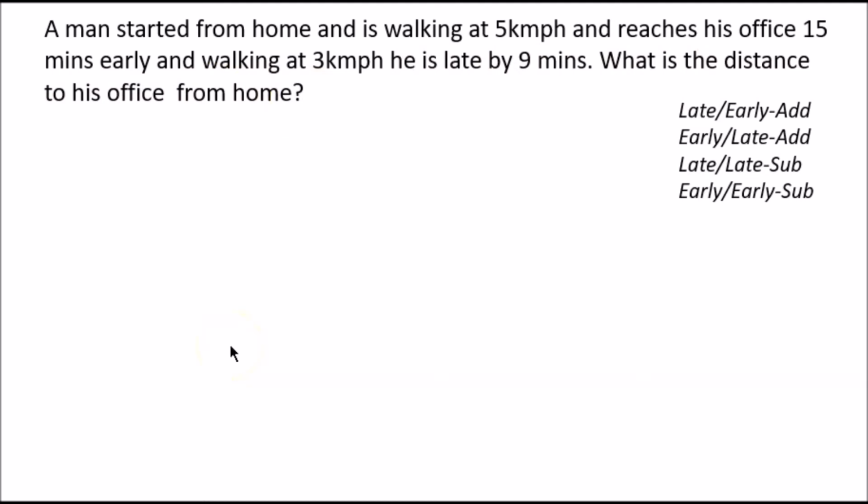In this problem, if you see, two different speeds are given, and if the speed increases, he is going early to the office. If the speed decreases, he is going late to the office. So our target is to find the distance from office to home.